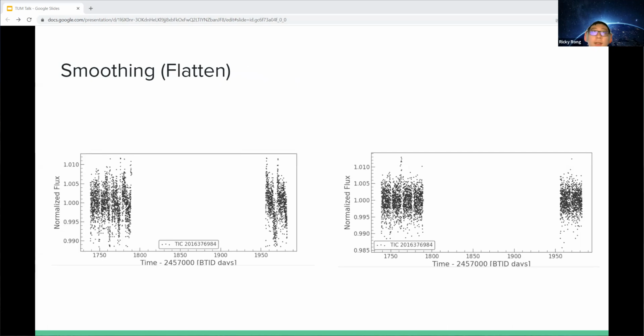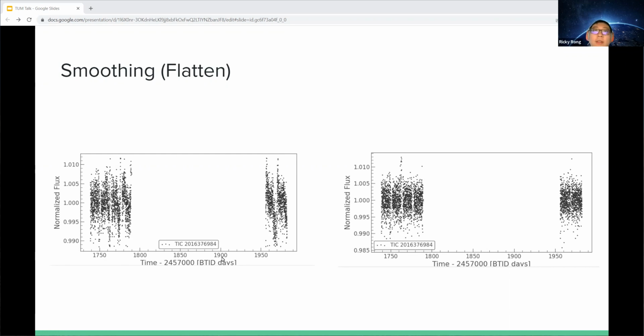The next step is flattening, and this is when we remove the low frequency trends within the data as well. Usually this is done with spline fitting, but lightkurve uses something called a Savitzky-Golay filter. But functionally, it basically just removes strong inconsistencies between the points within the flux data. So whether you're using a filter or a spline, it's accomplishing the same thing.